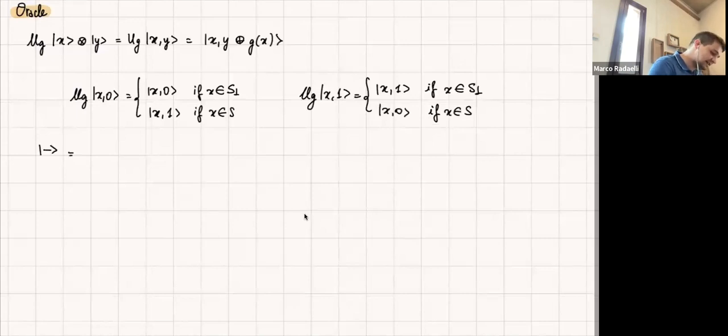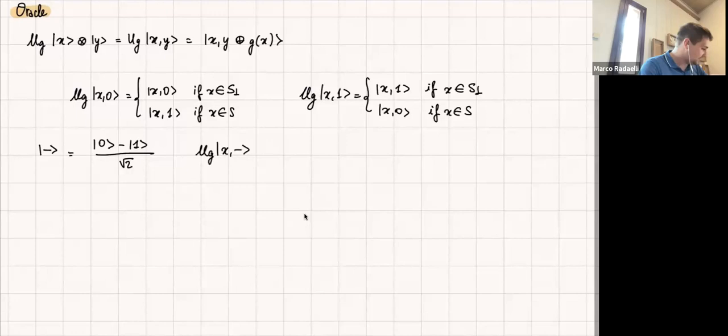What is the minus state? The minus state is 0 minus 1 over square root of 2. So it's a superposition of 0 and 1, which has some nice properties. So think of applying the oracle to this object here. Clearly, everything is linear, so I can rewrite it like this: UG applied to x0 minus UG applied to x1, with the normalization factor at the beginning.